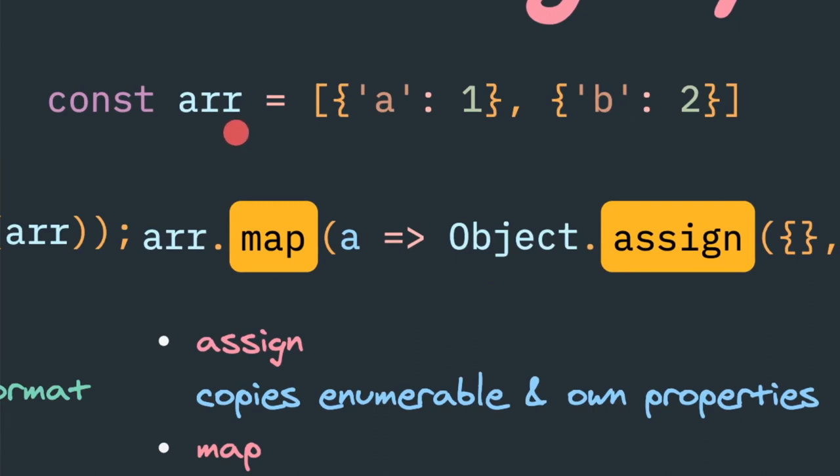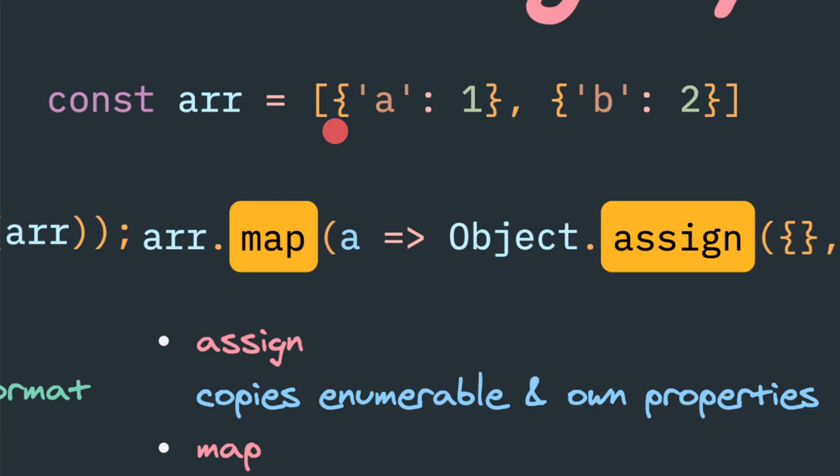Let's say we have an array which contains two elements, both are objects. The first one is a key value pair, key is A and value is 1, and the second element has key B and value 2. So the objective is to create a clone of it, create a copy of it. How can you do that?